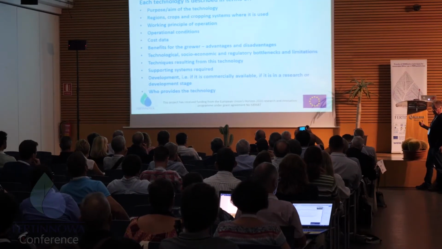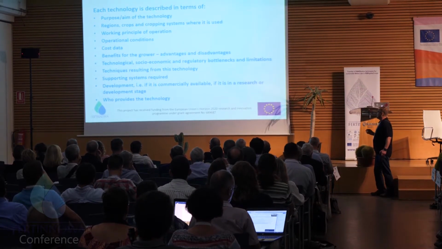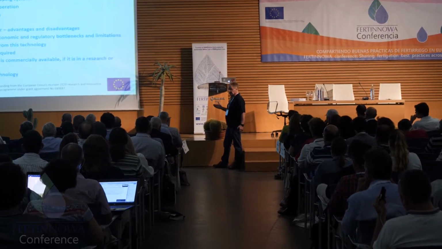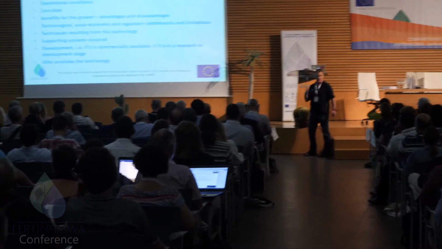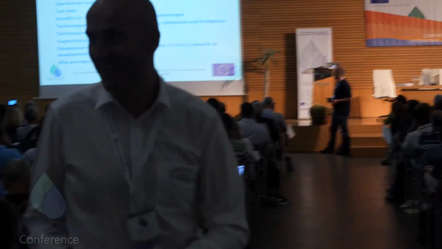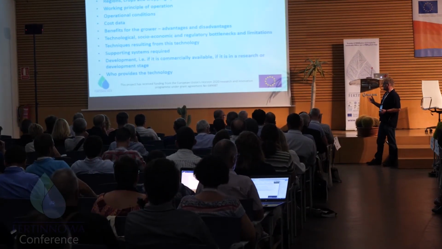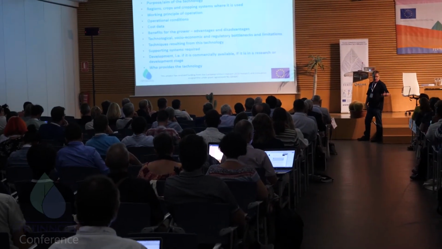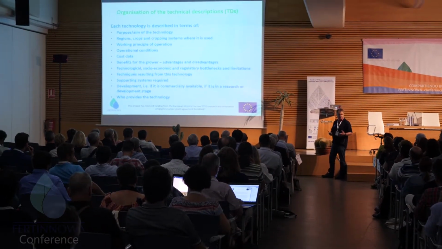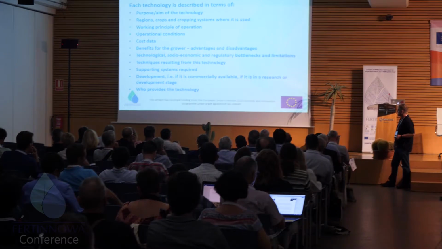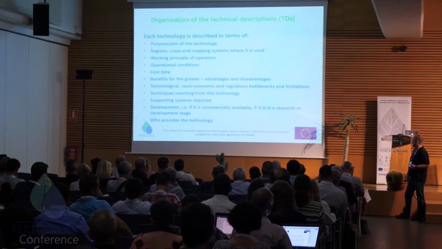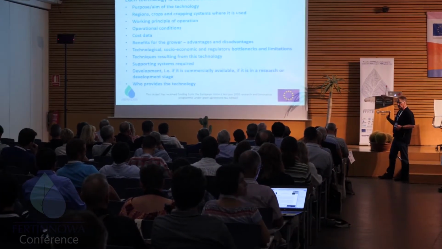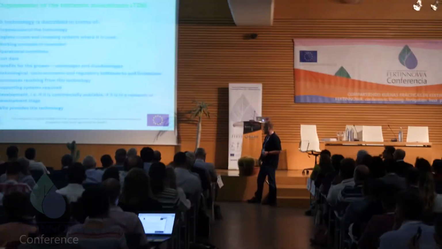In each of these technical descriptions, each of the technologies is described in terms of the purpose and the aim of the technology, the regions, etc., where the technology is used, what is the working principle, without going into a lot of detail, what it does, what's the process involved, operational conditions, which can be very important for temperature effects, etc., information on cost, obviously very important, what are the benefits for the growers, what can they achieve with this technology, and also what are the disadvantages, what are the problems for a grower, the practical problems or implications. Also a section on bottlenecks and limitations from a technological point of view, from a socioeconomic point of view, and also from the regulatory point of view, because that can also be an important issue with new technologies.